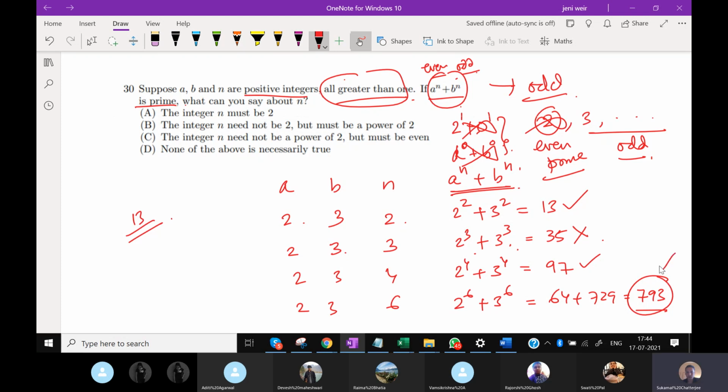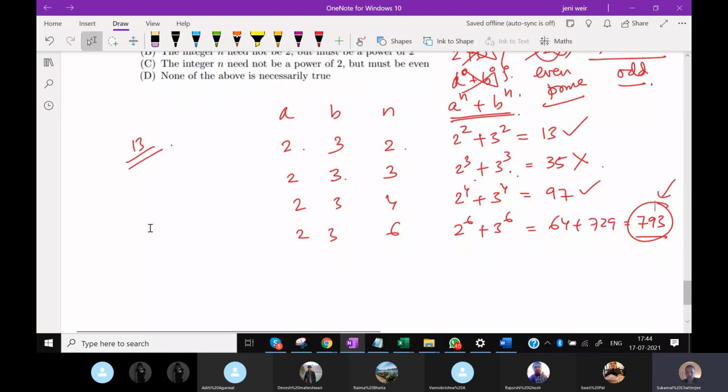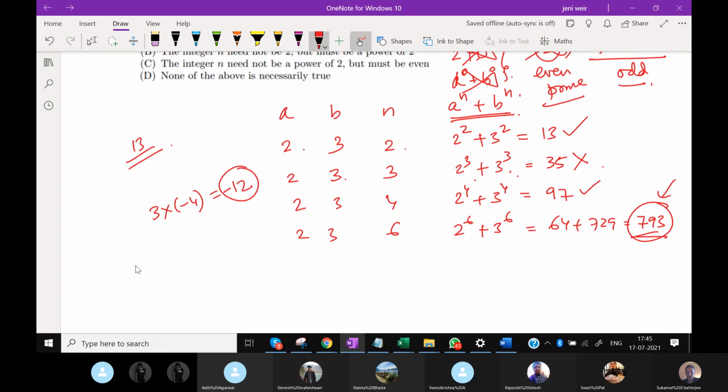So to test whether a number is divisible by 13, you take the last digit. Here it is 3. You multiply the last digit by -4, so you get -12, and you subtract this number from the other two digits. So 79 minus (-12) is 91. This is divisible by 13, so this number is divisible by 13.